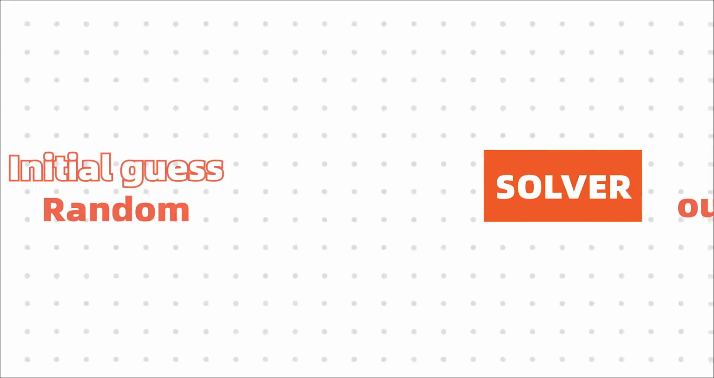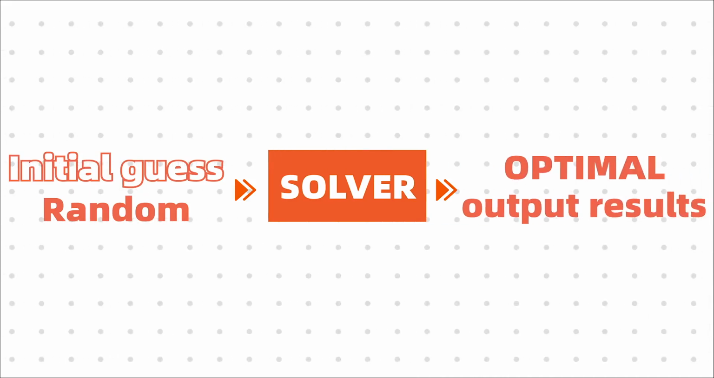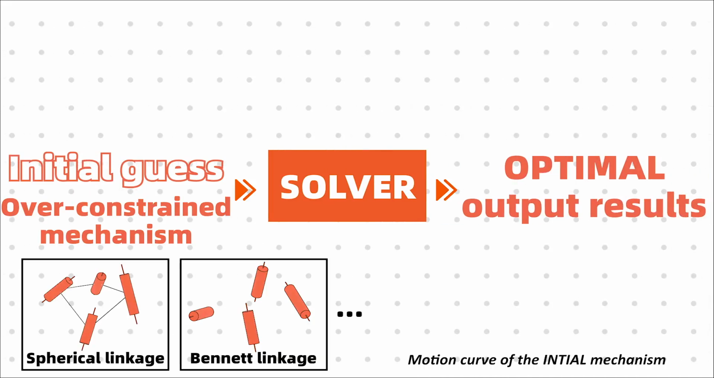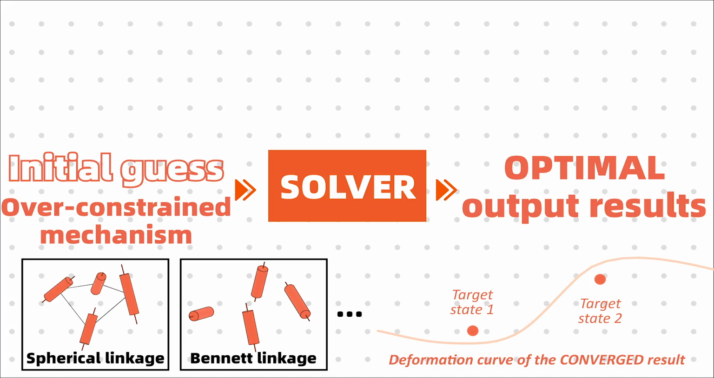You might pick the initial guess randomly. But out of the consideration of computing efficiency, it is highly recommended to get an overconstrained mechanism of the same formation as the guess. Besides, we hope the motion curve of this mechanism can pass through all the target configurations as much as possible, such that it can be close to the final multistable structure to the largest extent, which is good for rapid convergence.